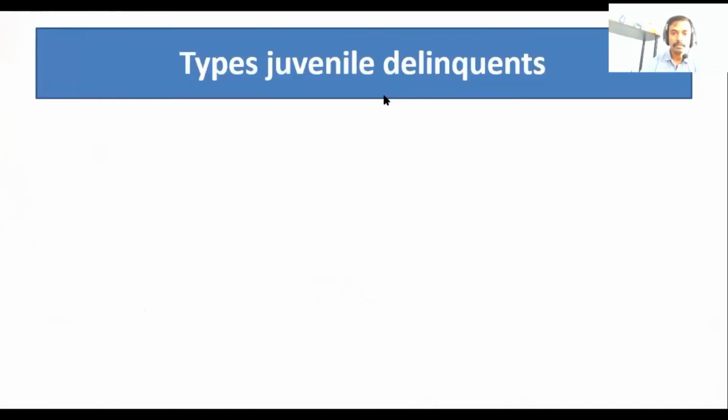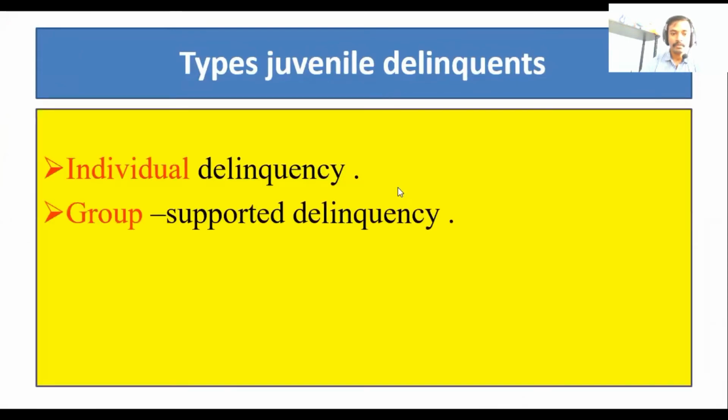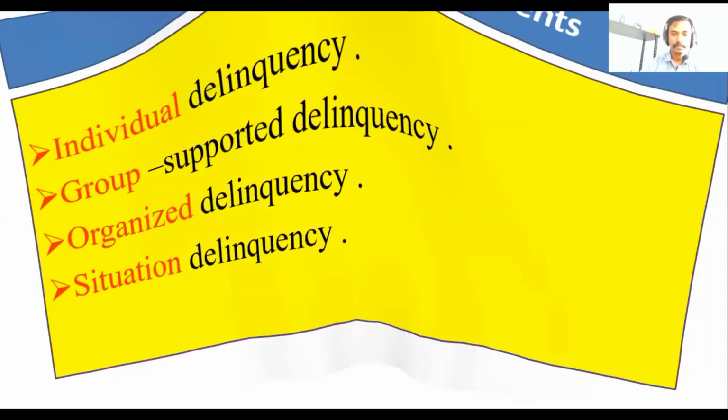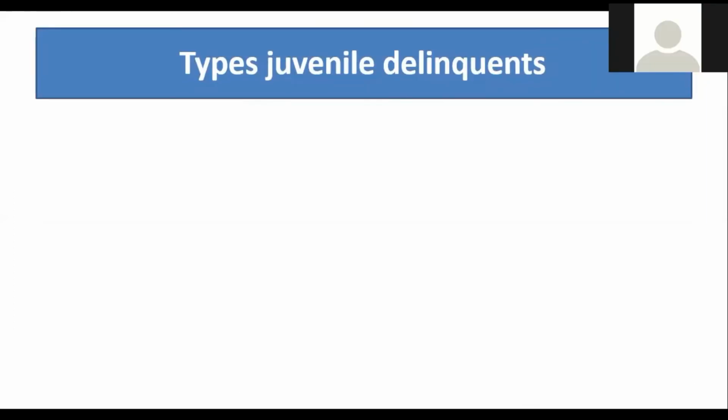Types of juvenile delinquency: individual, group. Individual means one child, group means two or three children. Organized means planned crime. Then situational means, for example, a child feels hungry and thirsty and steals a bread, which is situational delinquency. Then causes of juvenile delinquency.